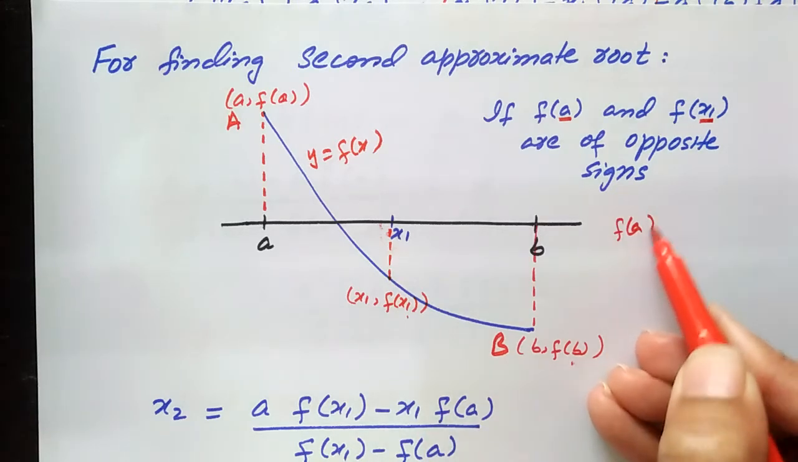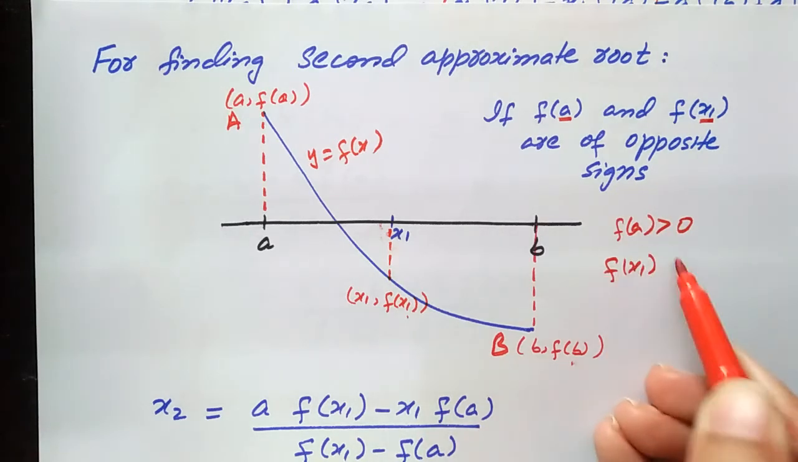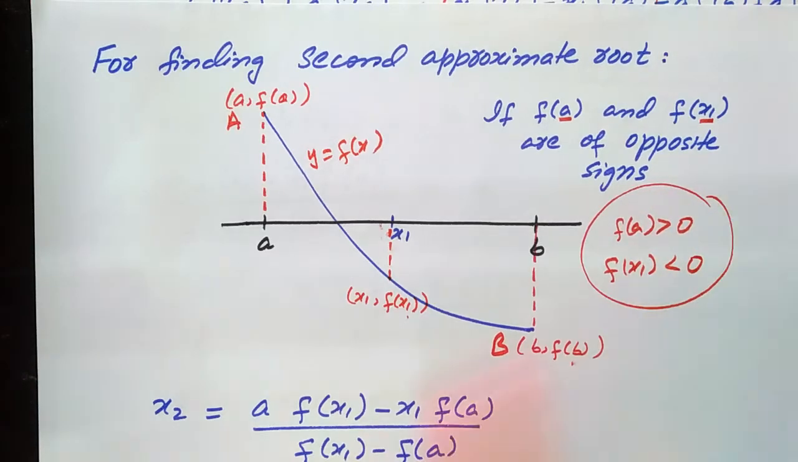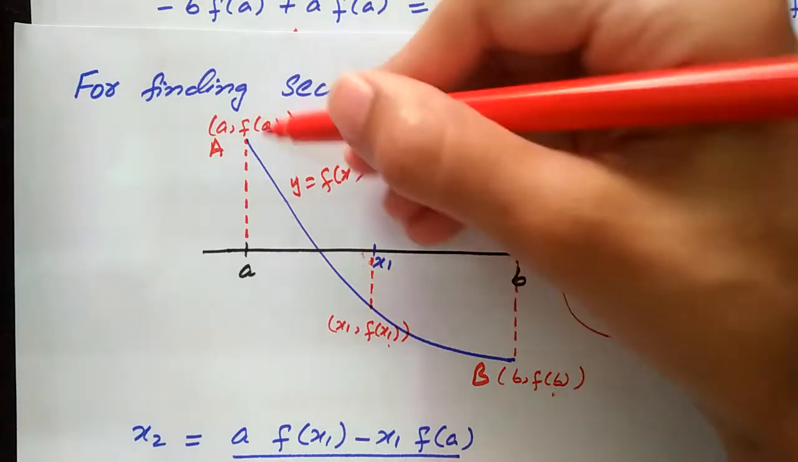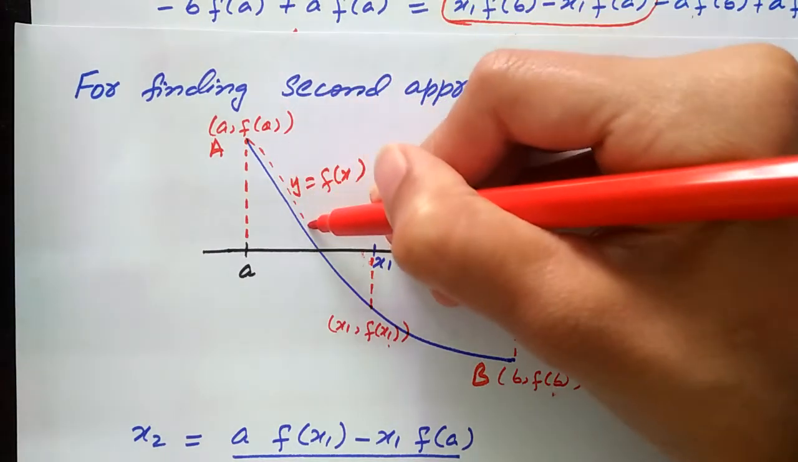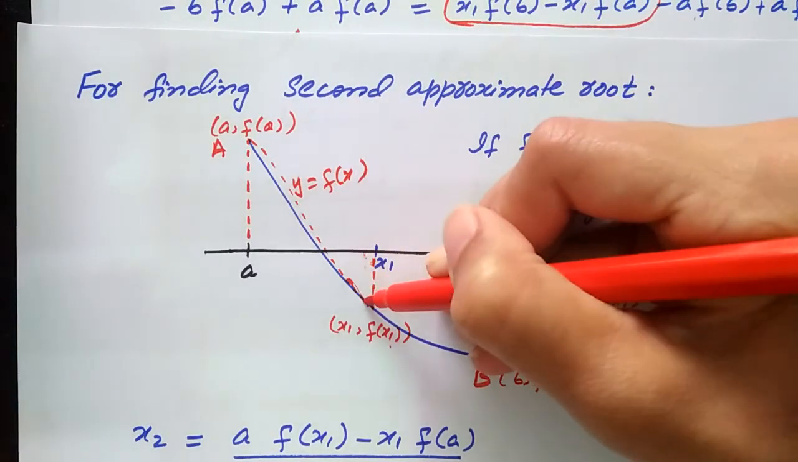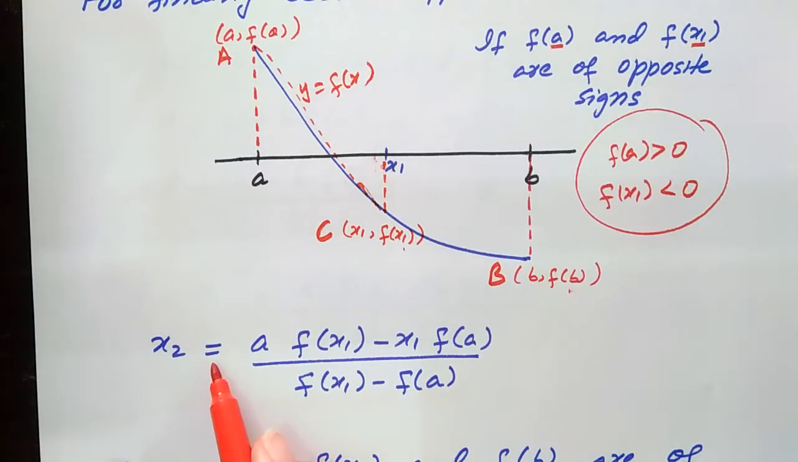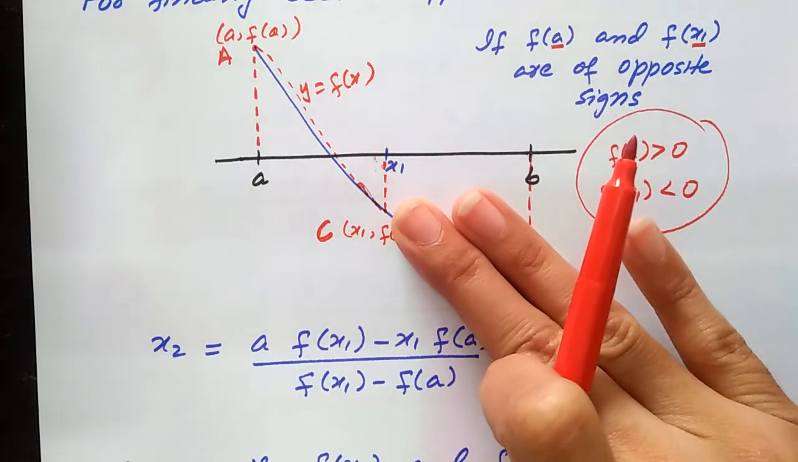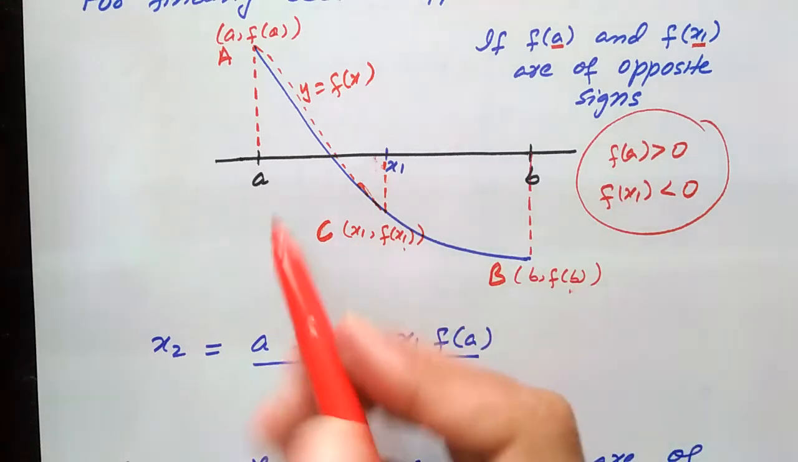If f(a) is positive and f(x1) is negative, then my root will lie between a and this point. So the chord will remain between the points a and c. My second approximated value will be between a and c. That will be (a f(x1) minus x1 f(a)) over (f(x1) minus f(a)). The other portion will be discarded since my root is lying between a and x1.